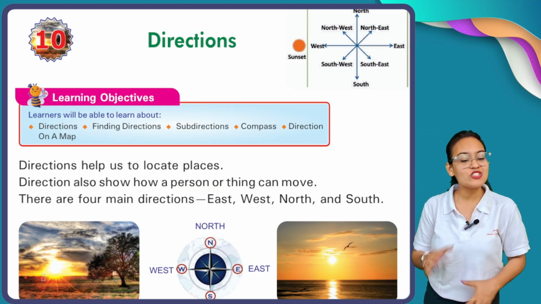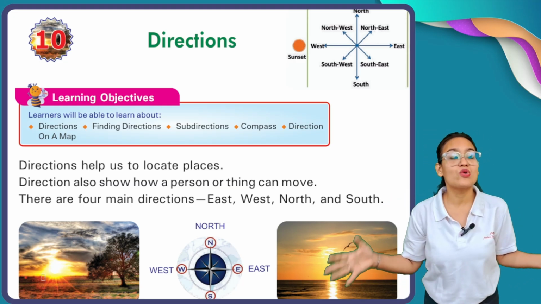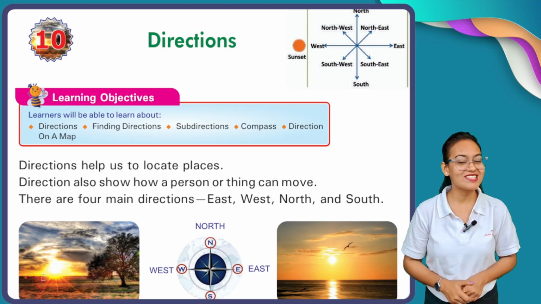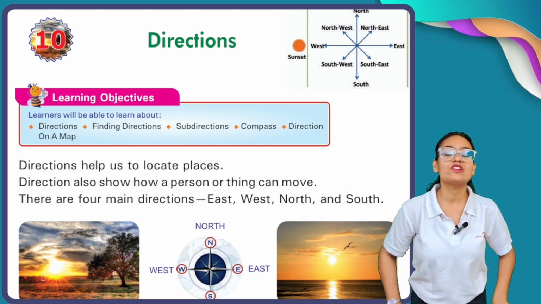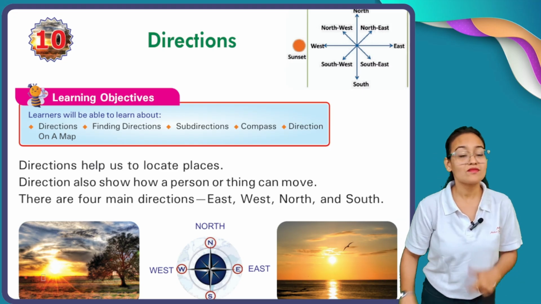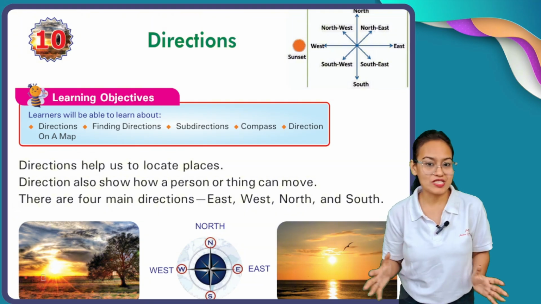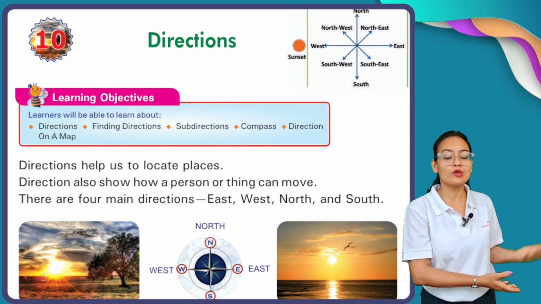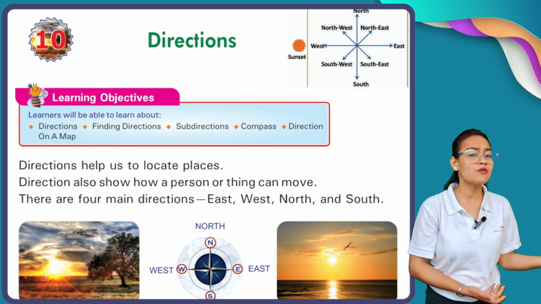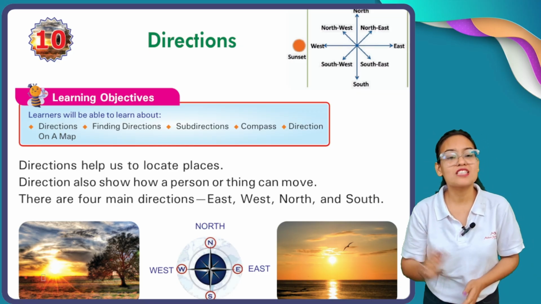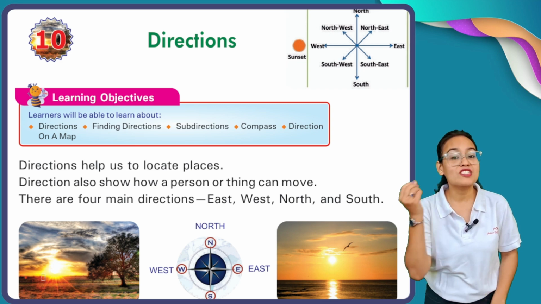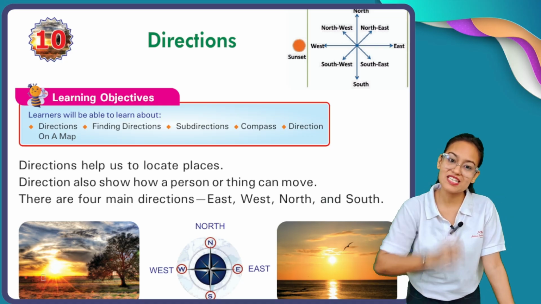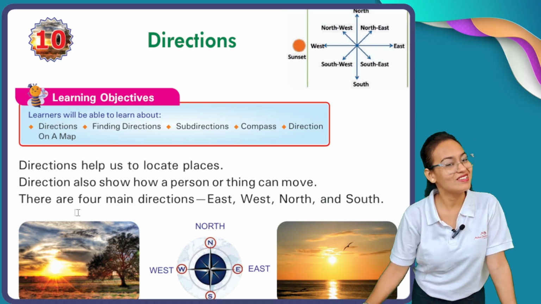Okay, so as you can see on your screen, today we are going to start a new chapter, and the name of this chapter is Directions. What are we going to learn in this chapter? We are going to see how many directions are present, and how we can find all those directions. Apart from directions, we also have some sub directions. Now, what is the meaning of compass? All these things we are going to see in this chapter. So, let's start the chapter.